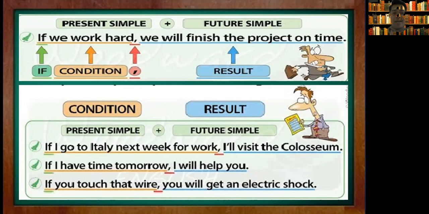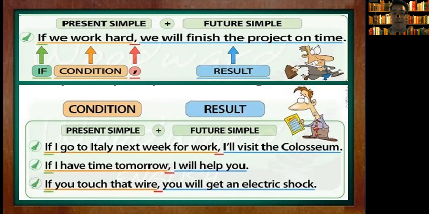If I go to Italy next week for work, comma, I'll visit the Colosseum. Now, if here is in the first clause, so this must be our condition clause. If I go to Italy next week for work, our verb is, yes, go. And go is in the present simple form. Now, let's go to the result clause. I'll visit the Colosseum. Our verb is, will visit.